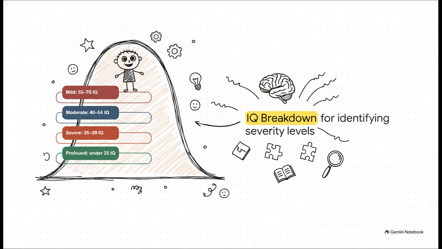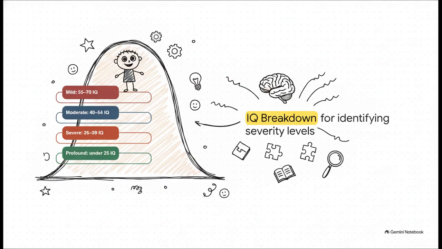Think about how intelligence quotient, or IQ scores, are broken down on a bell curve. 100 is your perfectly average score, right? Most people are sitting somewhere near the middle. But when we look at sub-average functioning, way over on the left side of the curve, those scores are actually categorized into mild, moderate, severe, and profound levels. So a mild intellectual disability falls in the 55 to 70 range, while a profound one drops under 25.